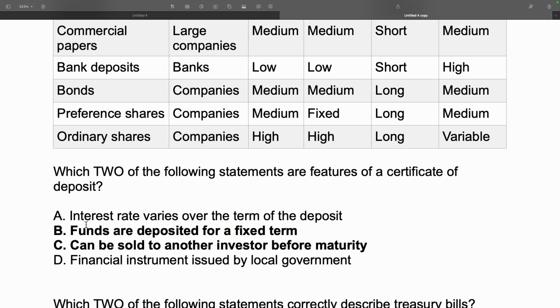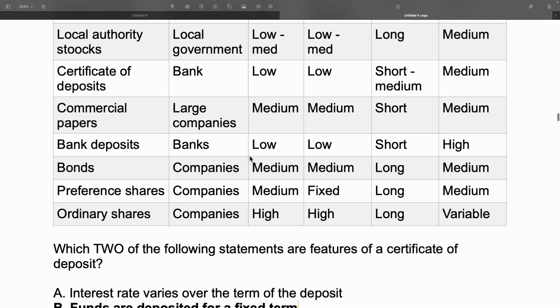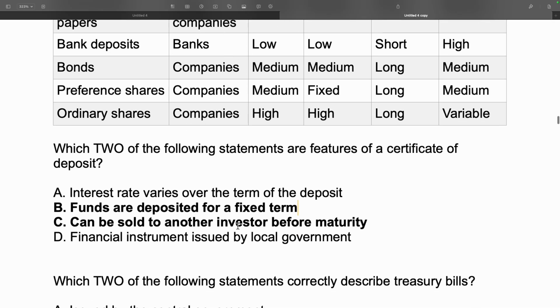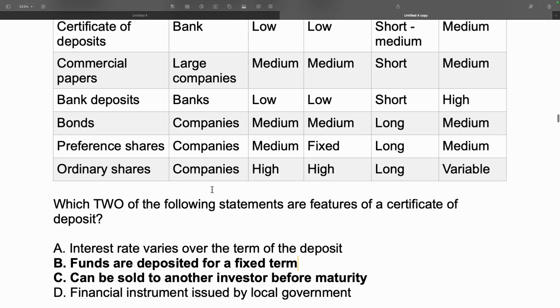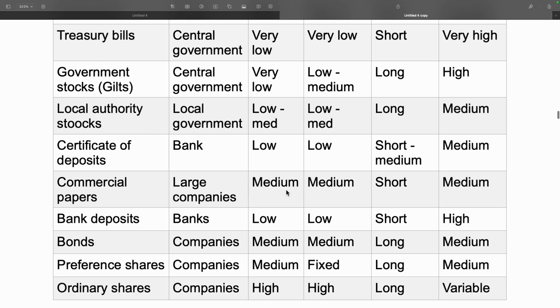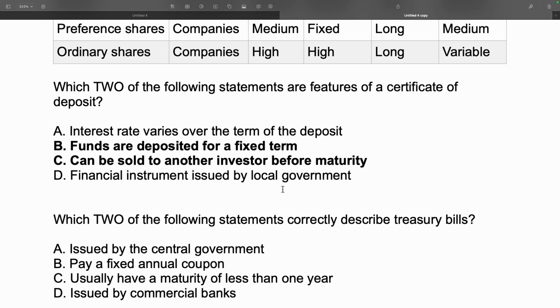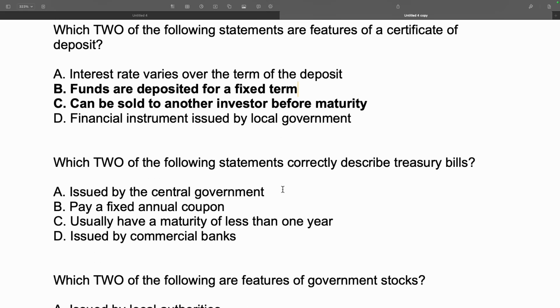Okay. Interest varies over the term of the deposit? Not really. Financial instrument issued by local government? No, this is issued by a bank. So D is definitely out. Interest variable? Not really. The returns are going to be medium, but it's not going to be variable returns. All right. Okay. Now the next one.